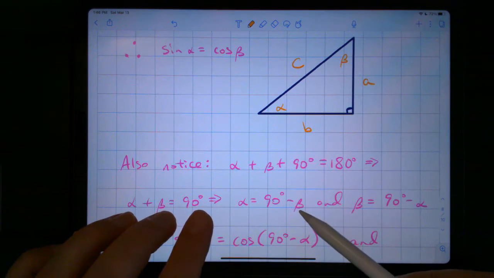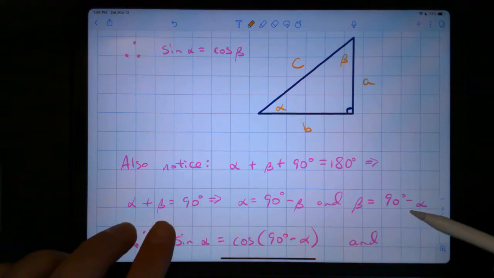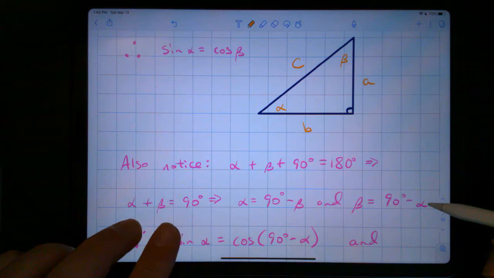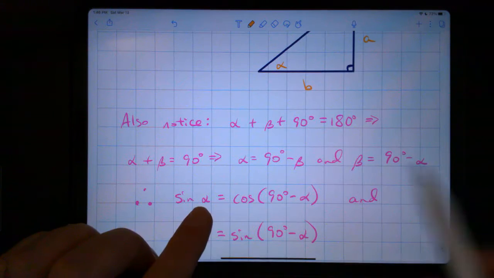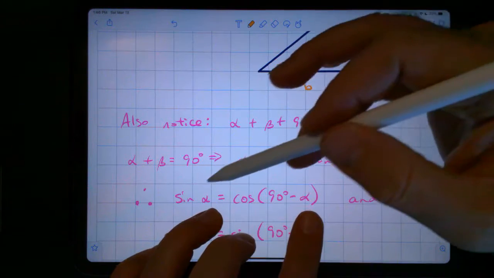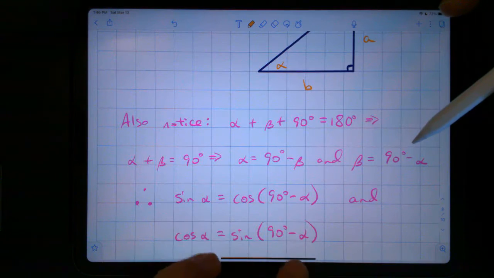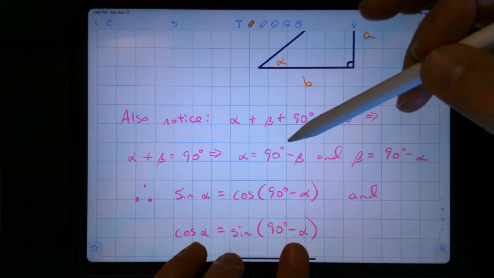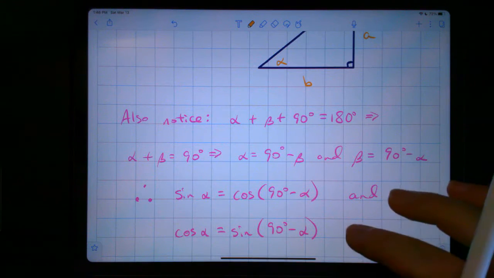And then we can subtract beta from both sides, and this says that alpha is equal to 90 degrees minus beta. And if we were to subtract alpha from both sides, this is also saying that beta is equal to 90 degrees minus alpha. Therefore, sine of alpha equals cosine of 90 degrees minus alpha, and cosine of alpha is the same thing as sine of 90 degrees minus alpha. Okay.